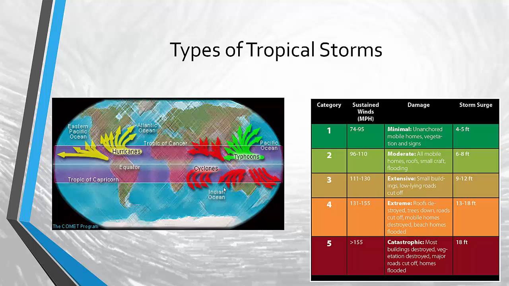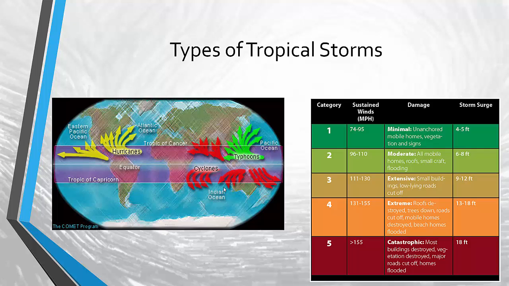We have three types of storms: hurricanes, cyclones, and typhoons. They all mean the same thing. We just use different terms for them in different regions. In the Atlantic and Northeast Pacific region, we use the term hurricanes. In the Northwest Pacific, we call them typhoons, and cyclones are called in the South Pacific and Indian Ocean.